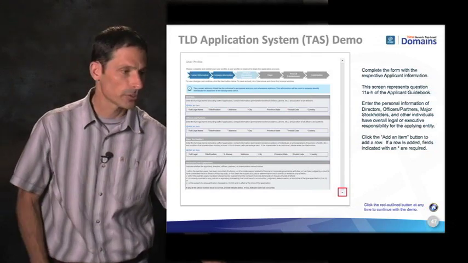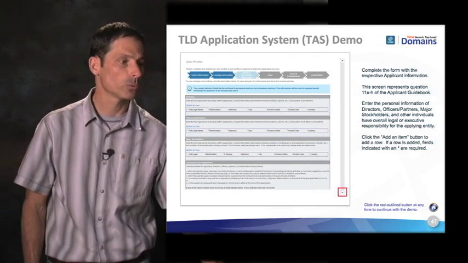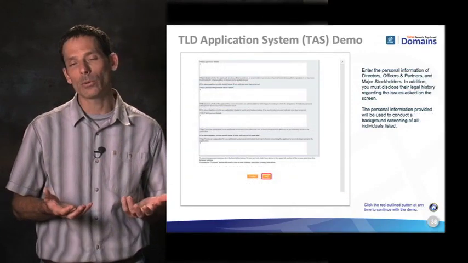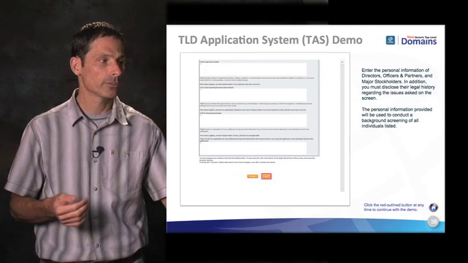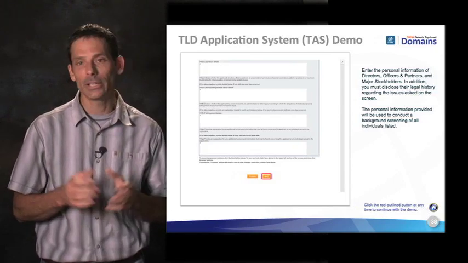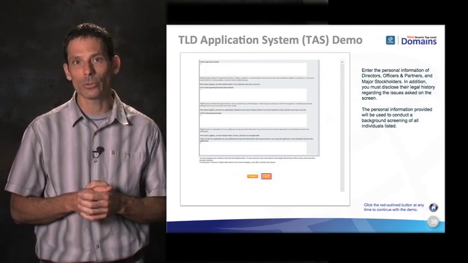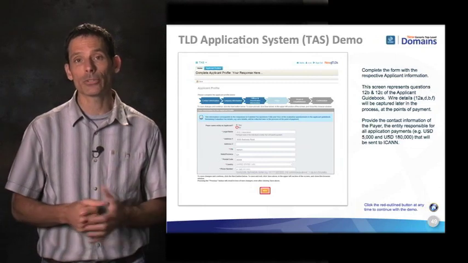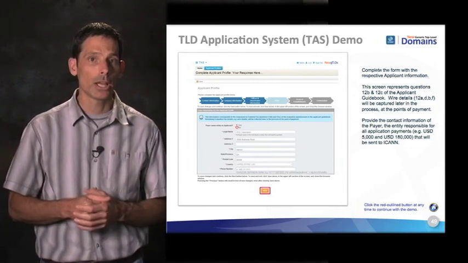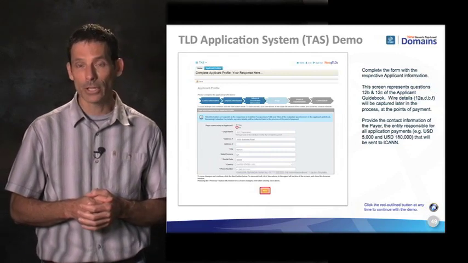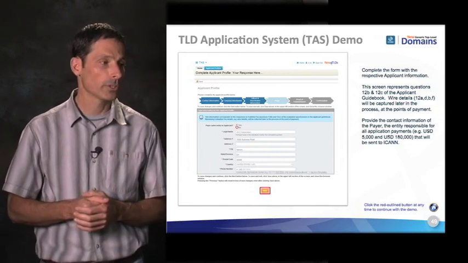Once we've added items and captured the basic information for those individuals, we want to complete question 11E through H, and that's simply signing off on any issues that may be associated with those individuals. Continuing, we then collect information regarding the payer, or the individual or entity who's going to be submitting the payment for both the application deposit as well as the full application fee.